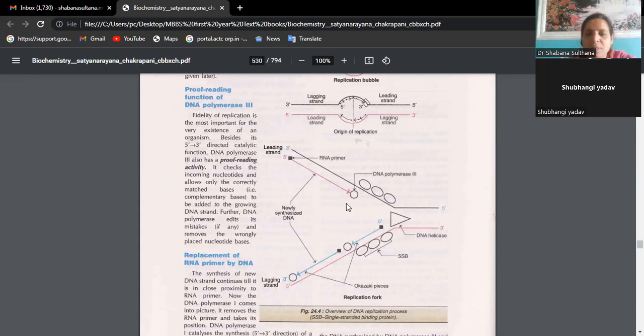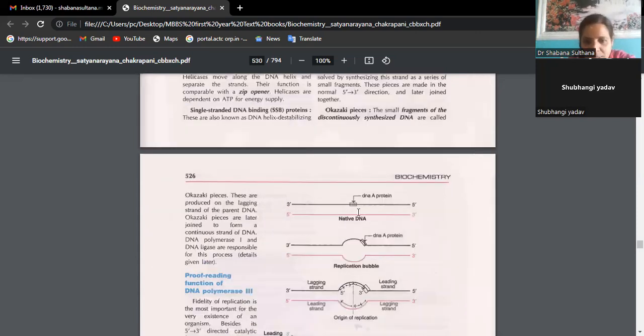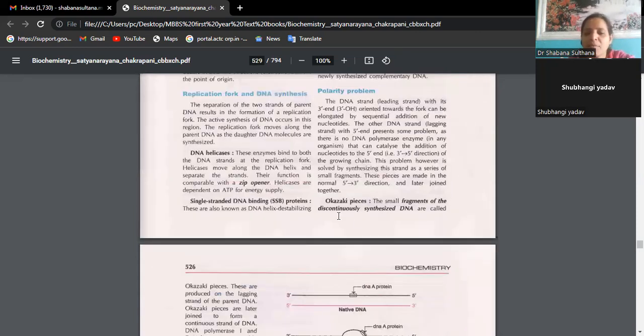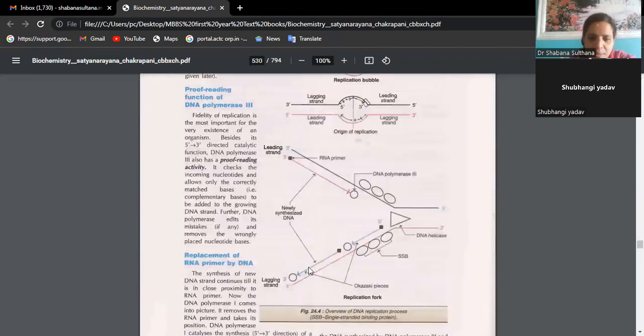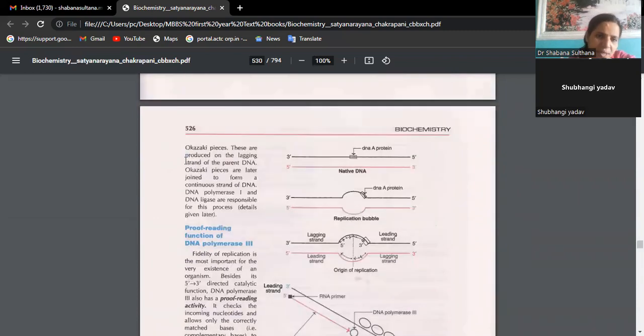Okay. Now you can see this is one Okazaki piece. Okay, like it is written Okazaki piece. This is one more Okazaki piece. Which will have the required nucleotide base pairing elements. That is nothing but Okazaki piece. Now let us read. See here, the small fragments of discontinuously synthesized DNA are called Okazaki pieces. Discontinuously synthesized, that means this is one piece, this is one more piece. So if you find such discontinuously synthesized DNA strand pieces, these are nothing but Okazaki pieces.